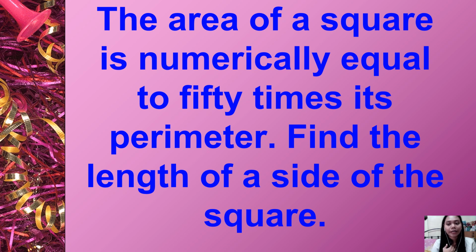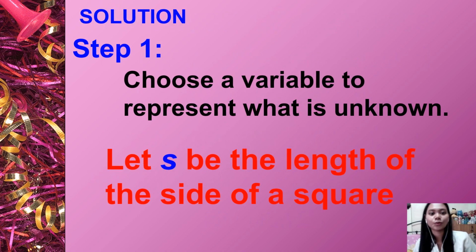So since a square has 4 equal sides, we can use the area of a square, which is s squared, and the perimeter, which is 4s. So step 1. We have to choose a variable to represent what is unknown. Since ang unknown natin ay side of a square, we can use letter S to represent the side or the length of the side of the square.